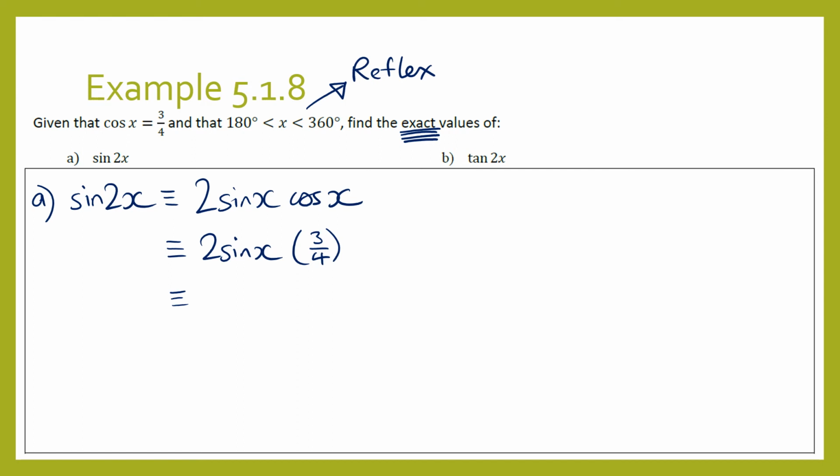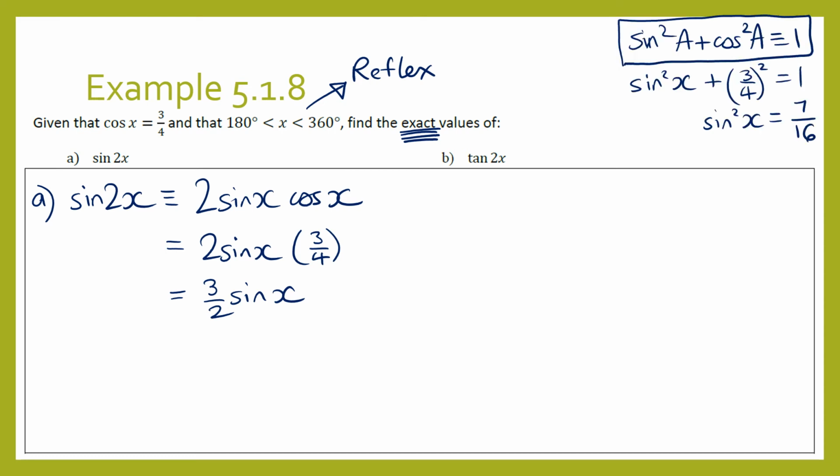Actually, I shouldn't be using the identity symbol now. This is only true for particular values of x. It's no longer true for all values of x. 2 lots of 3 over 4 is 3 over 2, and it's neater if I put that in front of the sine x. Now, I'd like to know what sine x is. I've got cos x, I'd like to know sine x. There was an example earlier in this section where we were in a similar situation. Think about what identity we used to get us out of this problem. So please pause the video and try and find sine x using the fact that cos x is 3/4.